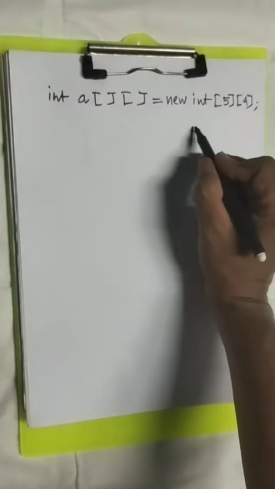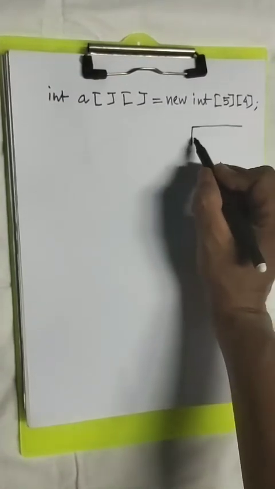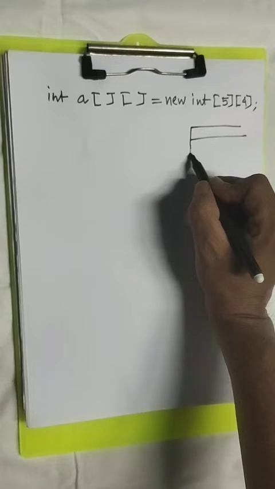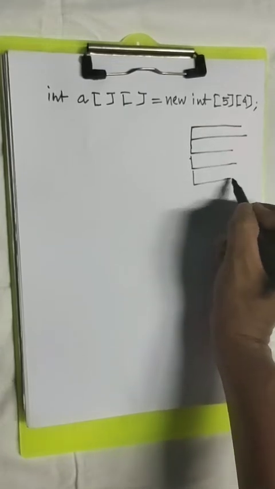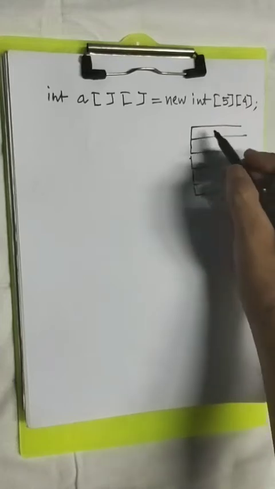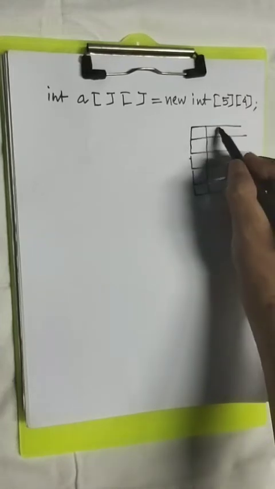This is a double subscripted array declaration where I have created an array with 5 rows and 4 columns. After we write this, it will create one array with 5 rows and 4 columns.